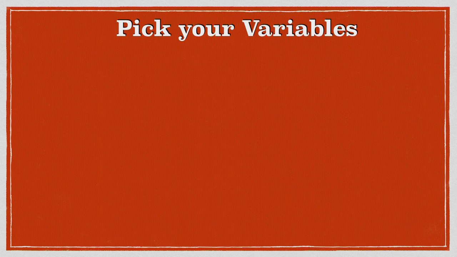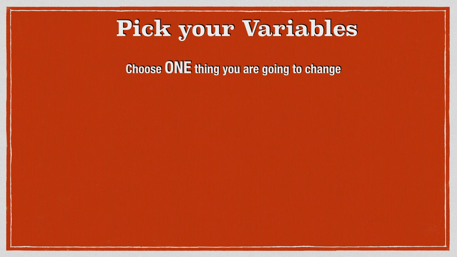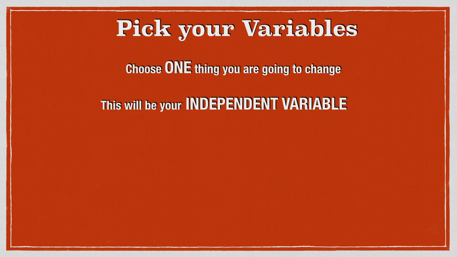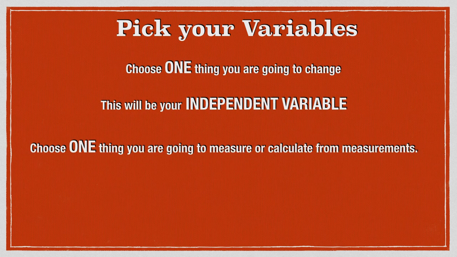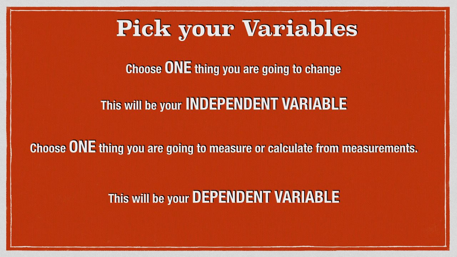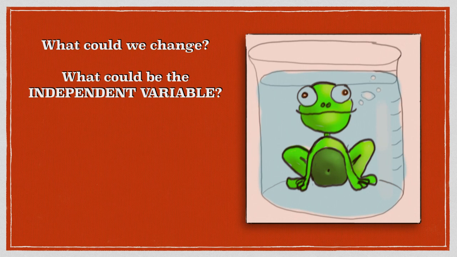The first thing you always do when doing an investigation is to choose one thing you are going to change. This will be your independent variable. Then you're going to choose one thing you're going to measure or calculate from measurements. This will be your dependent variable.